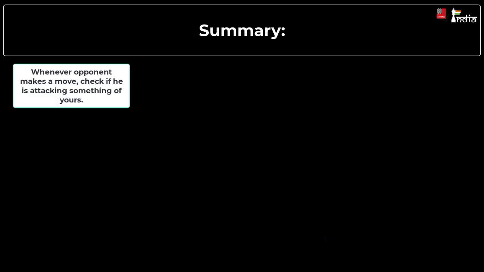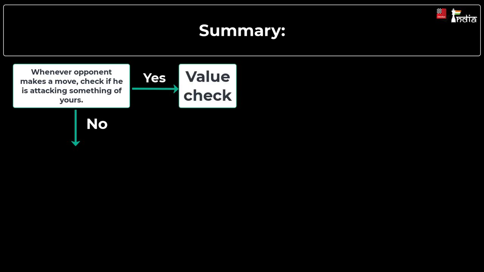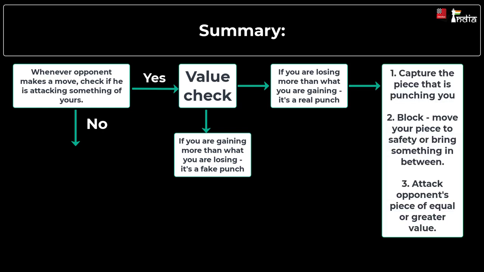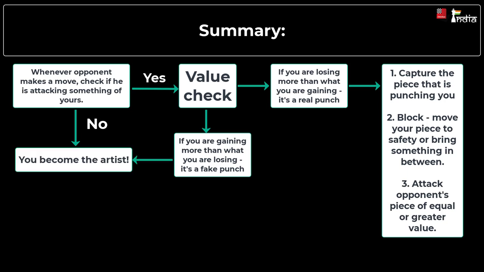In summary, here's the thing. Whenever the opponent makes a move, check if he's attacking something of yours. If he is attacking something of yours, then you need to do the value check. In the value check, two things can happen. Either you are losing more than what you are gaining, then it's a real punch. If you are gaining more than what you are losing, it's a fake punch. Let's look at what to do when it's a real punch. You either capture the piece that is punching you, you block, that is, you move away, or you attack something of equal or greater value of your opponent.